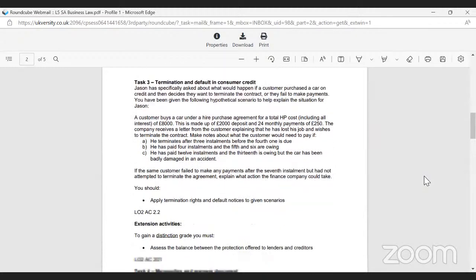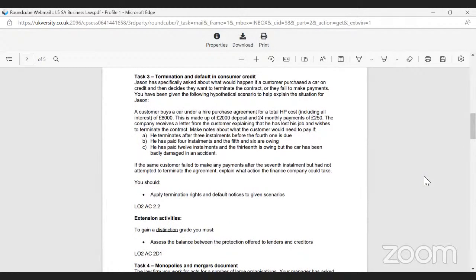And here you should apply termination rights and default notices to the given scenario. So you'll be looking at learning outcome 2, AC 2.2 again. Task 3 will also be covering learning outcome 2, but 2.2. You will find this under the heading 2.2 in the slides. Once you've got access to your slides, you can look at learning outcome 2.2 to cover termination rights and default notices.